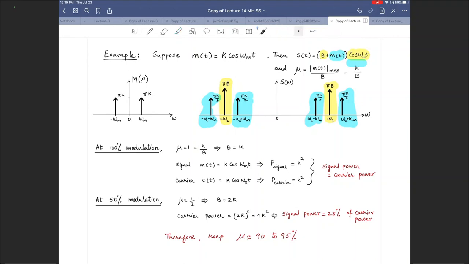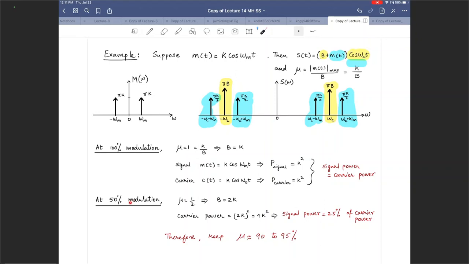Now at 100% modulation, that means mu is 1. What do you get? k equals B. So if k equals B, your signal is what? m(t), which is k cosine omega_m t. That means the signal power in this case is going to be k squared. Carrier is k cosine omega_c t. Carrier power is going to be k squared. Why is this k? Because k equals B, right? So at 100% modulation, you get signal power equals carrier power.